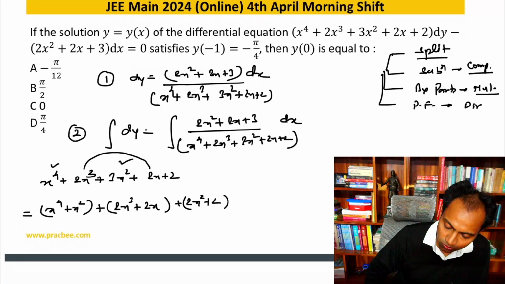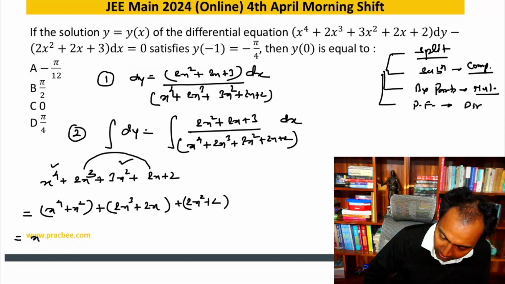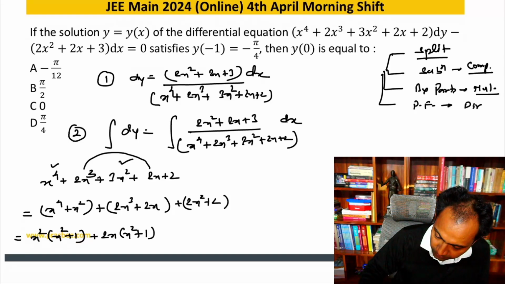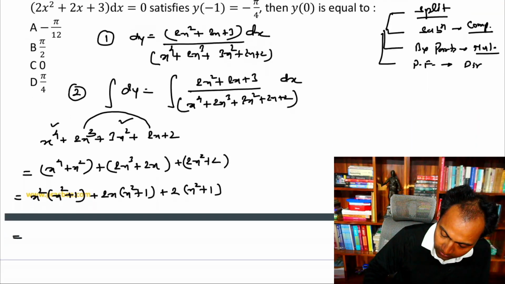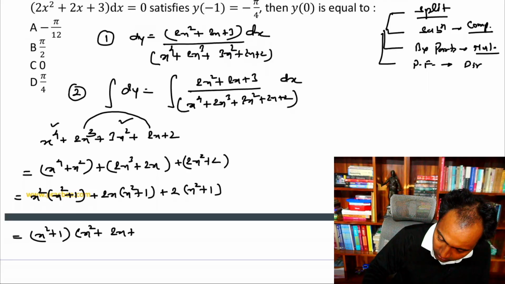Once we do that, we can take x square common, so this becomes x square plus 1. We can take 2x common, again it becomes x square plus 1. And again we can take 2 common. So again you can see that x square plus 1 comes out as common. So the question becomes x square plus 1 into x square plus 2x plus 2.